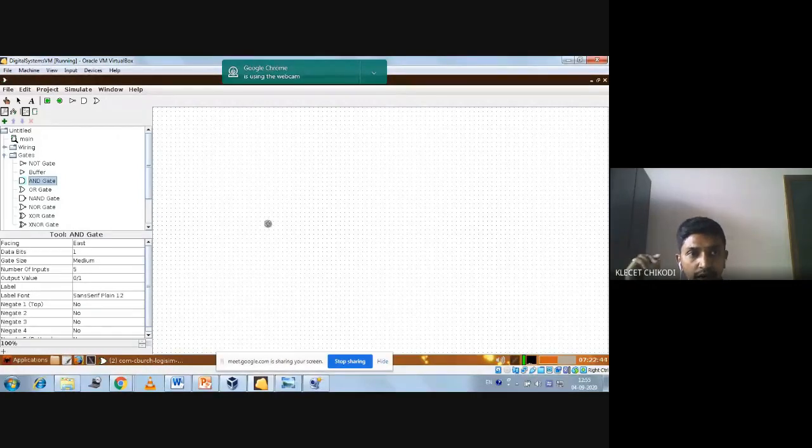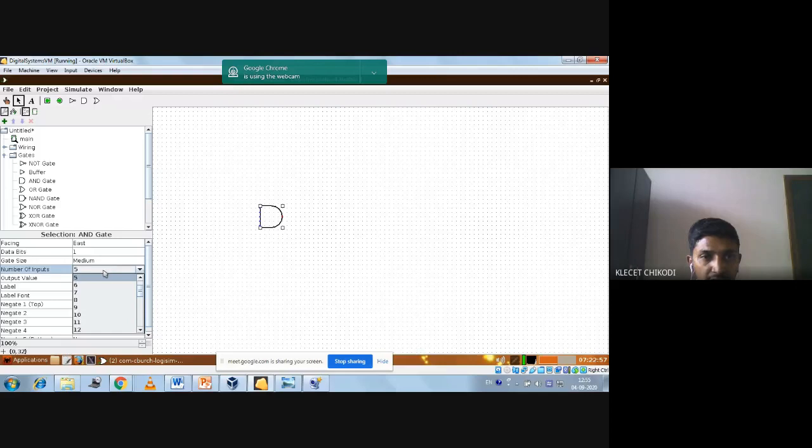So I need one 2 input AND gate and one 3 input AND gate and one 4 input AND gate. So you can see here, one 2 input AND gate I need. You can see that here. I have given the 2 inputs for this AND gate.